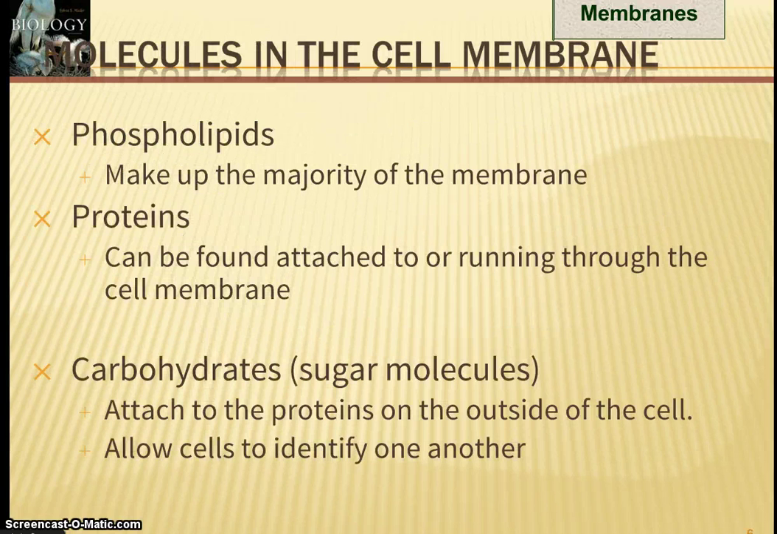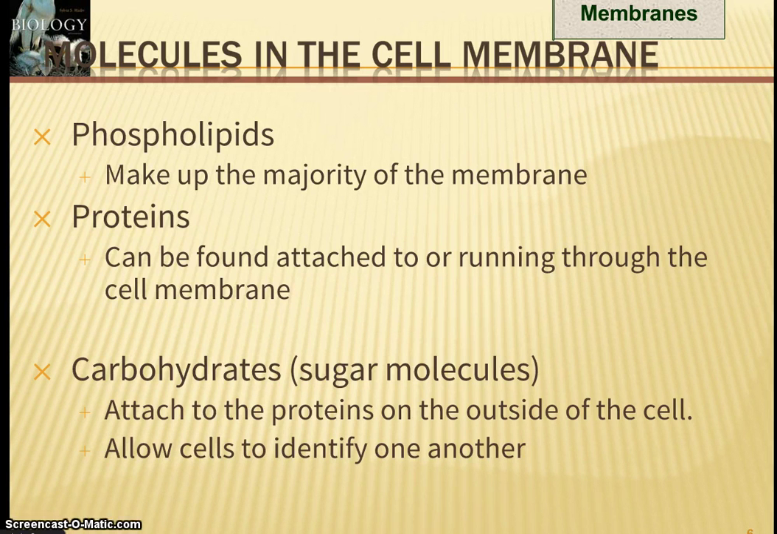Alright, there's more than just phospholipids inside the cell membrane. So you already wrote down that top one. Phospholipids make up the majority of the membrane. Write down that second X there. Proteins. Proteins are found attached to our cell membrane, or they run up and down right through the cell membrane. We'll talk more about those tomorrow and into Monday. So you all know proteins made of amino acids. They do so many things for our bodies. We'll talk about what they do, but for right now, just know proteins can be found attached to or running through the cell membrane.